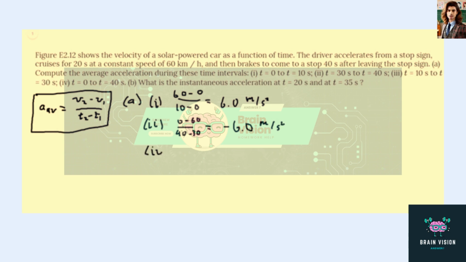In region 3, from 10 seconds to 30 seconds, we can do the same method, or we can just look at it and see that this is a flat line with 0 slope, and so our average acceleration has to equal 0 meters per second squared.